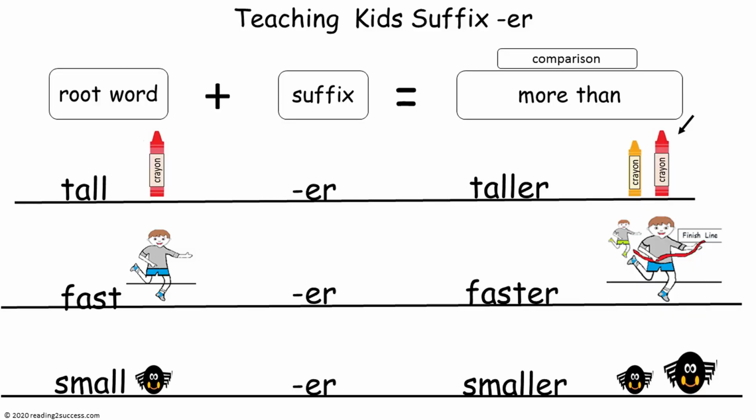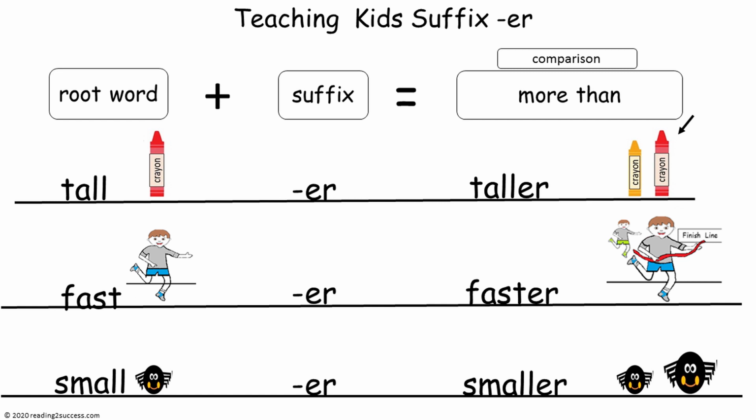Now, it often confuses kids that another suffix, er, is a comparison. So when we look at our root word, tall, and we add the suffix, it makes the word taller. So in this example, it is comparing the two crayons, and the red crayon is taller. Let's look at our next example.